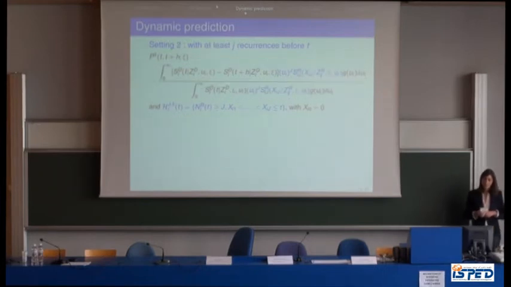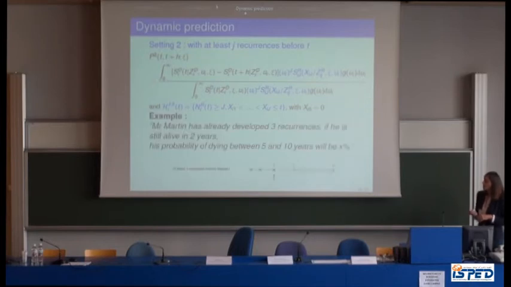In the second setting, we said that the patient has developed at least J recurrences before time t. So when we write the expression of the probability to have the event between t and t plus h, given that he was still alive at time t, we obtain this expression, and in this expression we can see that it mainly depends on the time of the last event. As an example, still Mr. Martin has already developed 3 recurrences. So if he's still alive in 2 years, his probability to die in the next 5 years will be X%. So it's a little bit different than what we have seen previously.